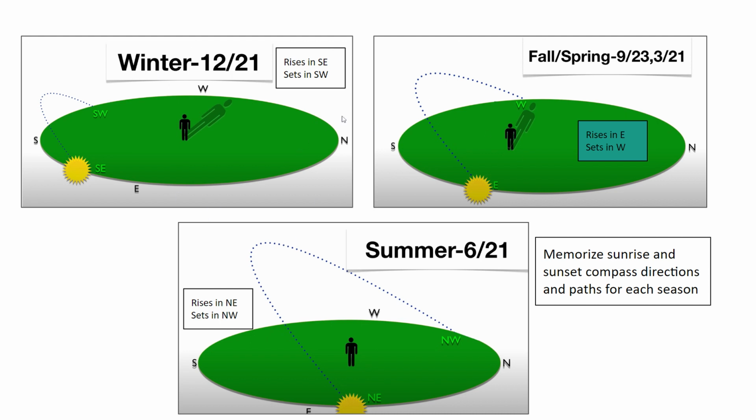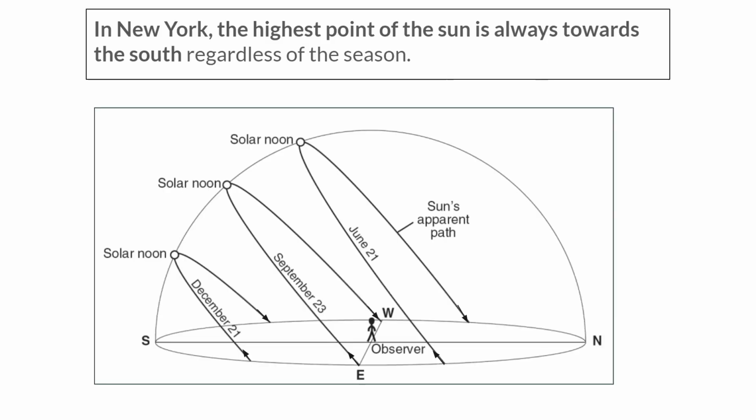So if we look at it together, we see that in the winter, the sun rises in the southeast, highest point is towards the south, sets in the southwest. In the fall and spring, the sun rises in the east, highest point is in the south, sets in the west. And then in the summertime, the sun rises in the northeast, highest point is in the south, sets in the northwest. Sometimes we say due west, due east, due northeast, due northwest. It means the same thing, towards the northeast or west.